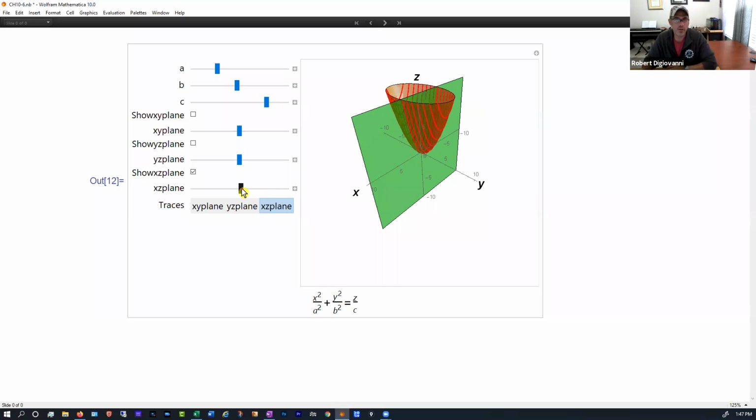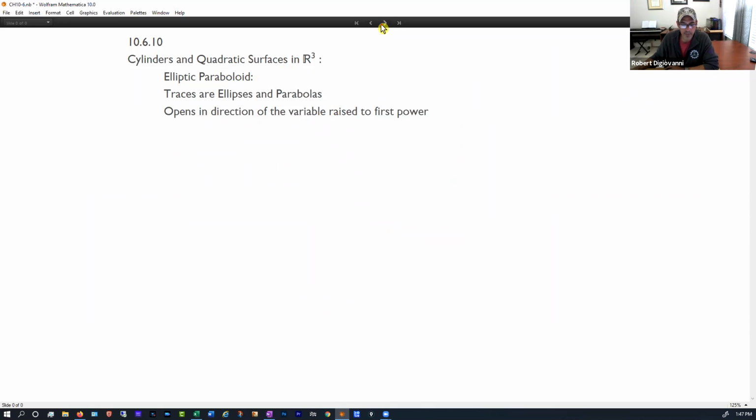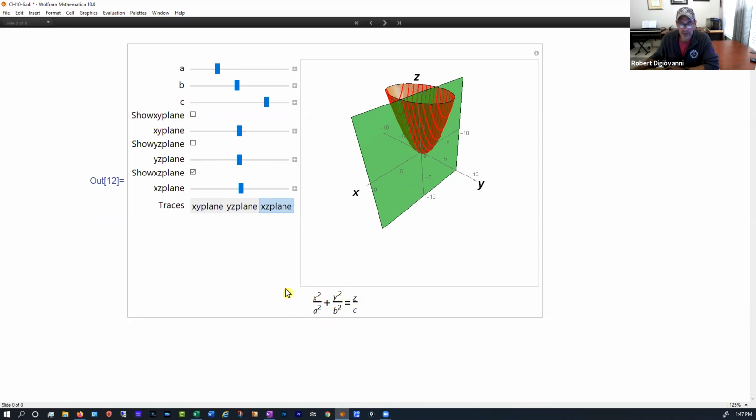So how do you know that you're looking at an elliptic paraboloid? Well, here's the equation down here. What you have are all three variables, right? Two of them are squared and divided by numbers. The third variable is on the other side and it's not squared and it's over a number. So let me give you a specific example. X squared over 4 plus Y squared over 9 equals, let's just say Z. I can say Z, that's Z over 1, right?